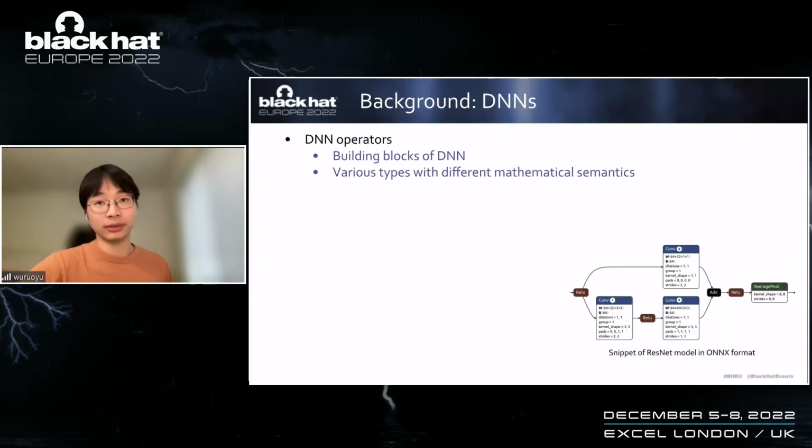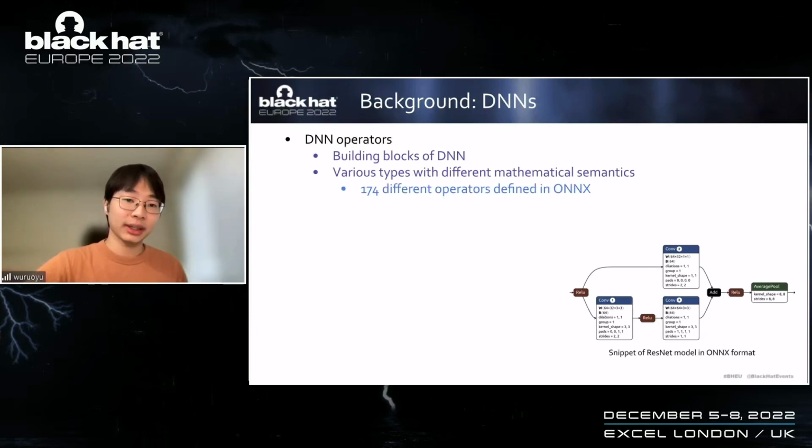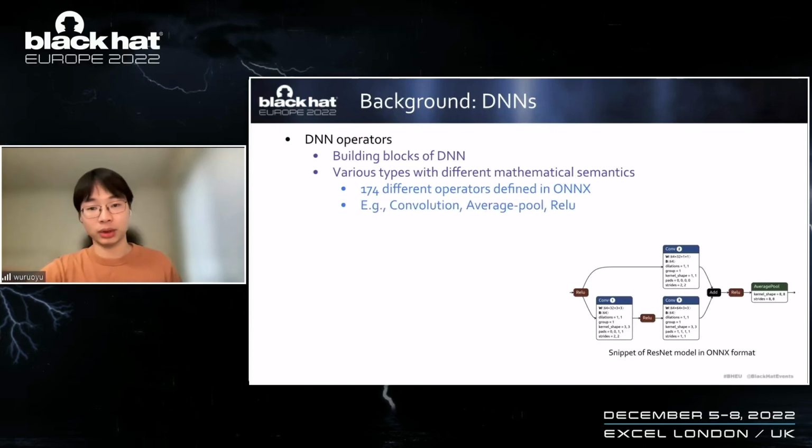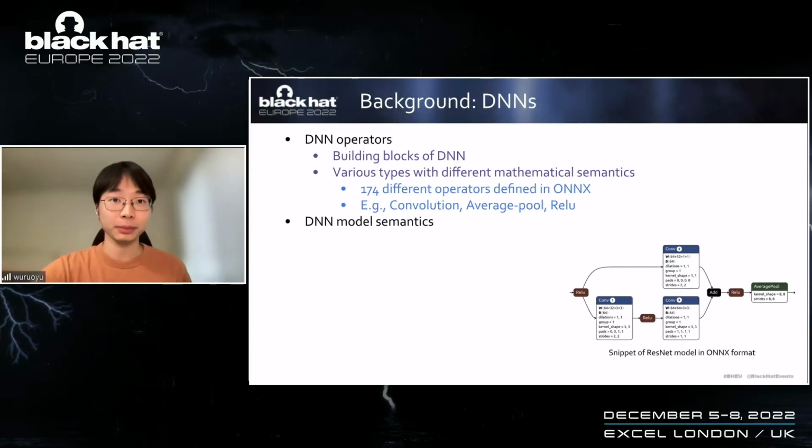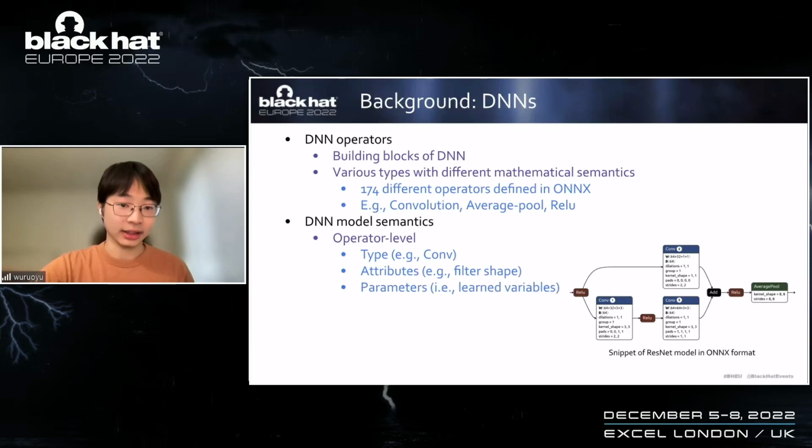And there are various types of DNN operators with different high-level semantics. Currently, there are 174 different operators defined in ONNX, and the number is still growing. For example, there are the convolution operator, average pool operator, and ReLU operator. Those are very commonly used operators. And the DNN model information includes operator level information such as type, attributes, and parameters, and model level semantics like the topology, which determines how the operators are connected.